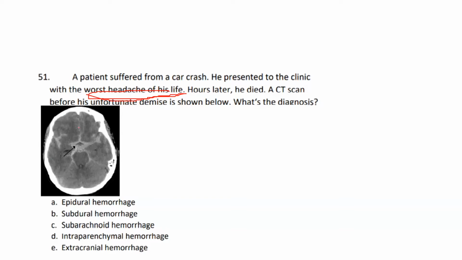And so, yeah, this is the starfish shape I was talking about earlier of a subarachnoid hematoma. And the worst headache of his life is the big giveaway here for this case. The moment they say the patient has the worst headache of his life, then it's immediately a subarachnoid hemorrhage. Okay?